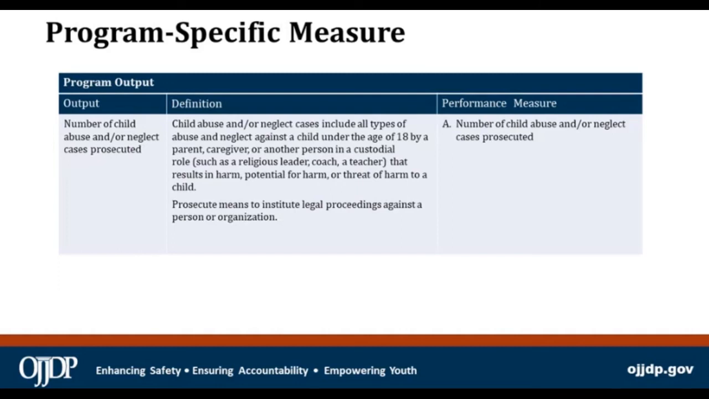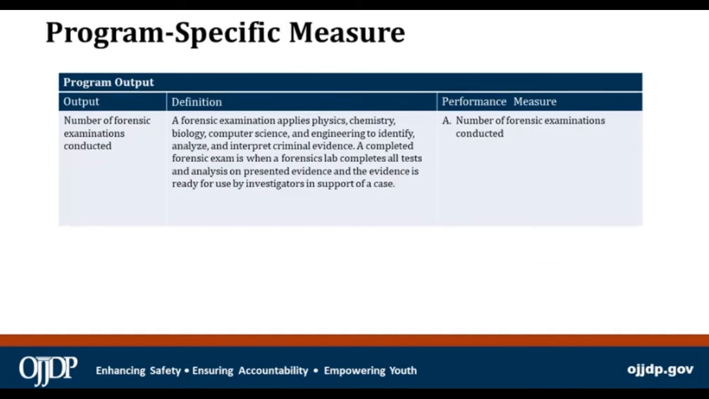Number of child abuse and/or neglect cases prosecuted is also a program-specific program output measure. For this measure, you will provide a simple count of the number of child abuse and/or neglect cases prosecuted during the reporting cycle. Number of forensic examinations conducted is a program-specific program output measure. You will report the number of forensic examinations conducted.